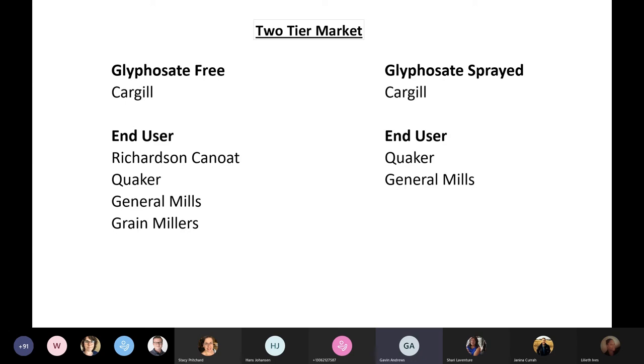And then as the years have evolved, we've seen Richardson Can Oat this year move into a glyphosate-free oat as well. So Richardson Can Oat would be sort of the number one end user in North America, Grain Millers being number four, and Quaker and General Mills in between there at number two and three. So end users do still buy glyphosate sprayed oats. Those end users would be Quaker and General Mills.